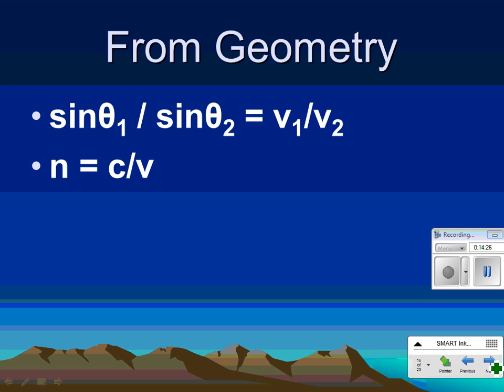The one thing they add in your data booklet is that this is also the index of refraction of the second material over the index of refraction of the first material. That's all in the data booklet.